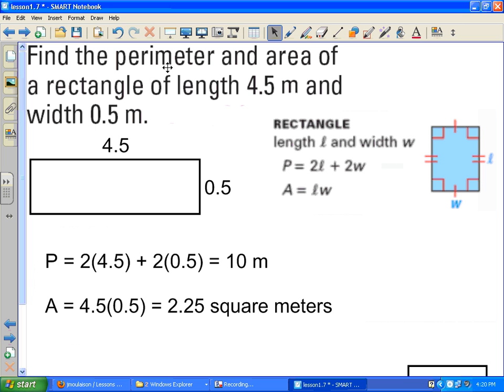So for example, find the perimeter and area of a rectangle of length 4.5 meters and width 0.5 meters. Perimeter is simply 2 times the length plus 2 times the width, which is 10 meters. The area is length times width, which is 2.25 square meters.